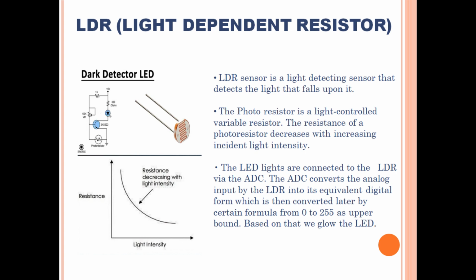The ADC converts the analog input from the LDR into its equivalent digital form, which is then converted by a certain formula to a range from 0 to 255 as the upper bound. Based on that, we glow the LED. On the graph, we take light intensity on the x-axis and resistance on the y-axis, and resistance decreases with increasing light intensity.